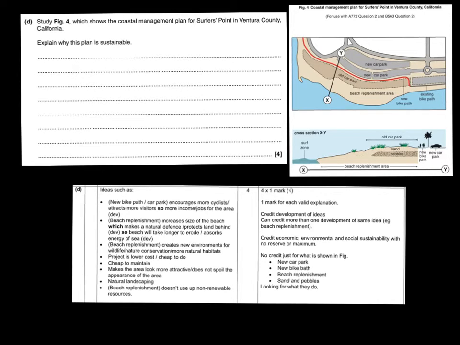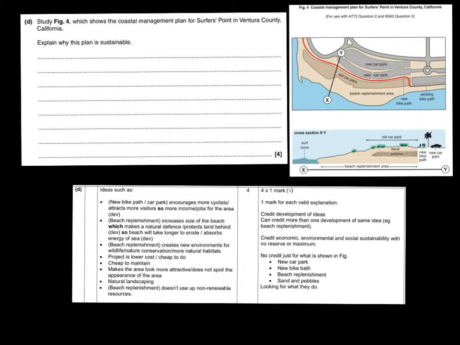We also perhaps need to have some sort of clues as to what we can talk about, and that's where good exam technique comes in. Basically, look at the figure, and the key thing here is that examiners generally don't write things for no reason. If you have a look, you can identify a few things. You can identify beach replenishment area, new bike path, new car park, old car park as well, and that should give you some clues about what to talk about. Now, basically, 1 mark for each idea. If you develop it, you get a mark. Notice there's no credit for just saying what's there. What you have to do is say what they do.